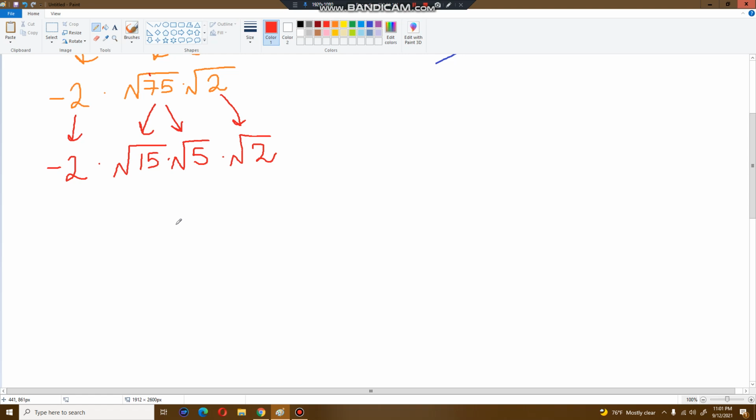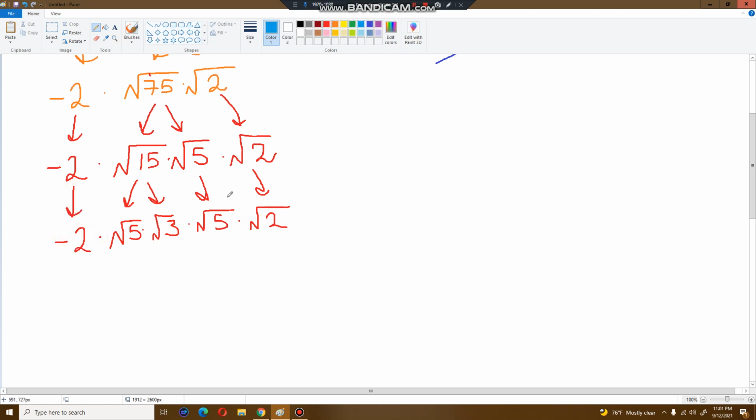Let's see. Can I do something to the square root of 15? Can I break this down? I sure can. I know that square root of 5 multiplied by square root of 3 will give me square root of 15. Nothing happens to square root of 5. It stays the same. Nothing happens to square root of 2. That stays the same. And of course, drag the minus 2 down below.